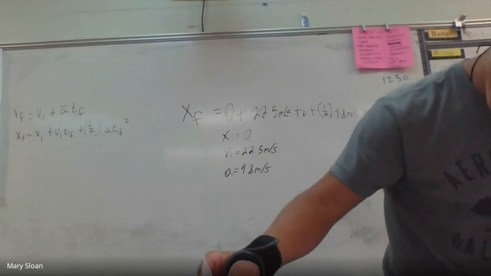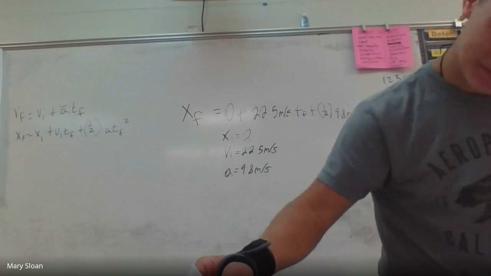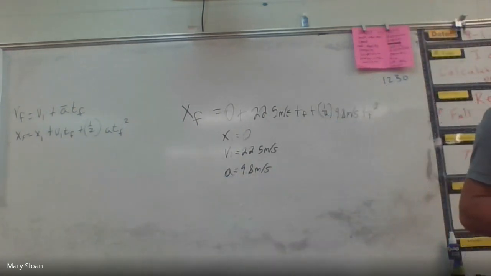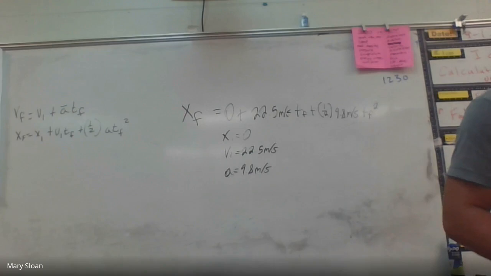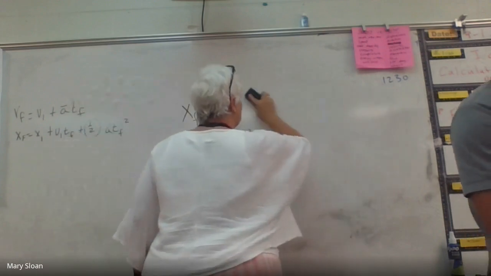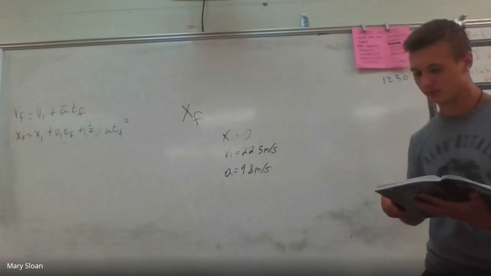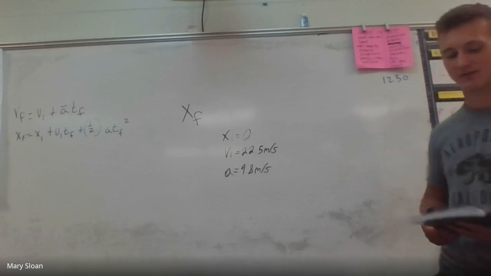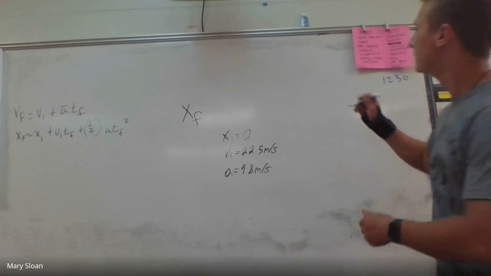Okay, you guys help me out here. We could do this formula: x final equals x initial plus final velocity squared minus initial velocity squared, divided by acceleration times 2.